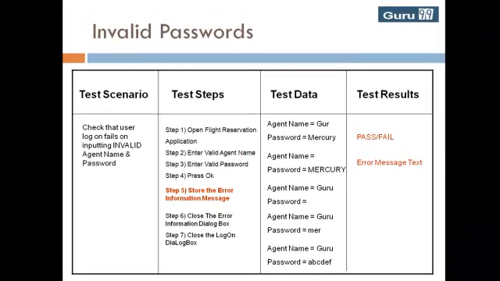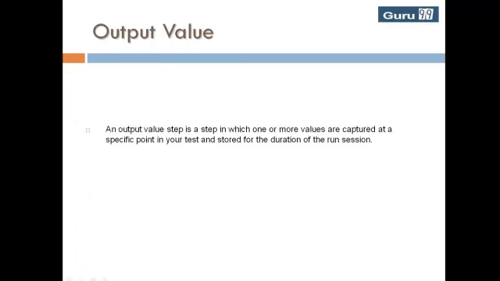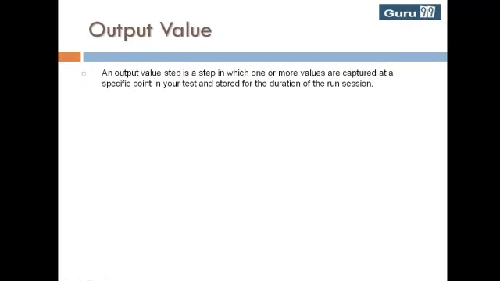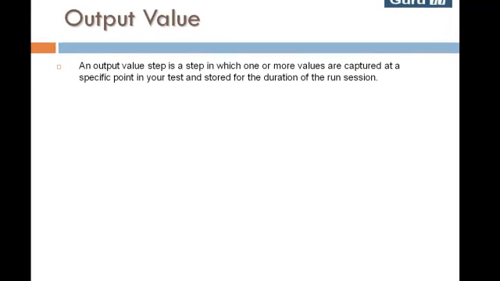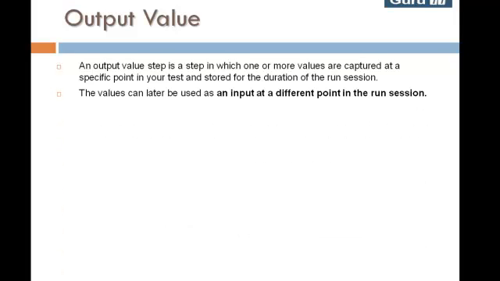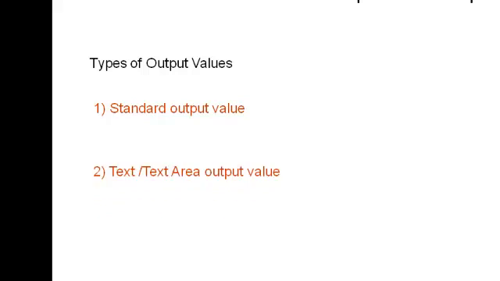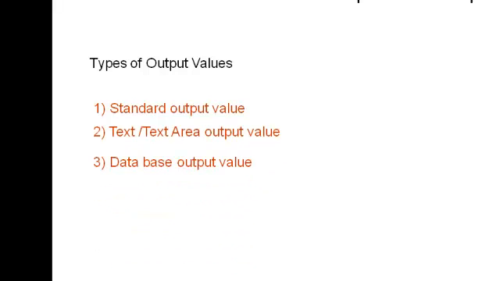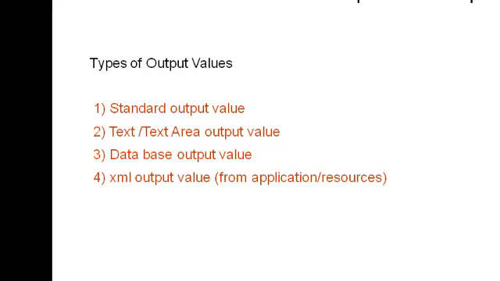Checkpoints were covered earlier, and we'll focus on just output values in this tutorial. Output value: an output value is a step in which one or more values are captured at a specific point in your test and stored for the duration of the run session. The values can be later used as an input at a different point in the run session. The various types of output values are standard output value, text area output value, database output value, XML output value.